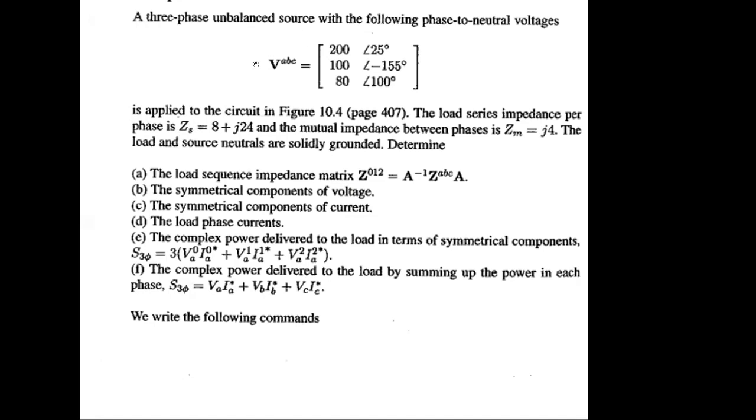First of all, you have to collect those data. Then what you are asked is to determine the load sequence impedance matrix, which is Z012. To generate Z012 from the last class, how can we find Z012 in terms of a matrix? Have you collected this data? I will show you the formula. Just collect that information.